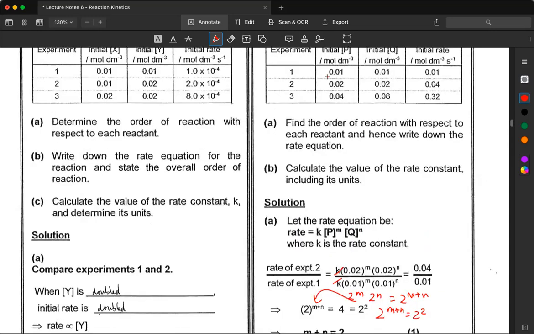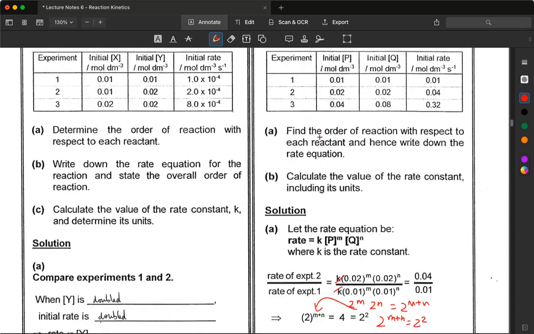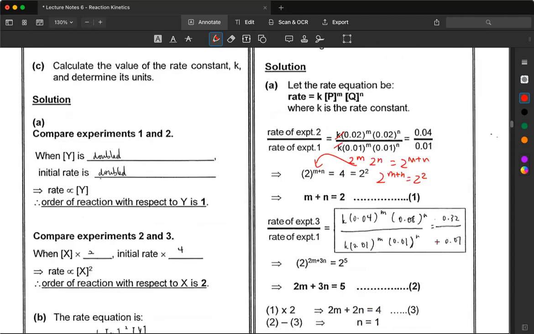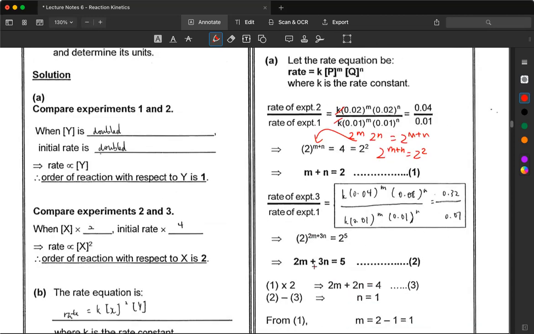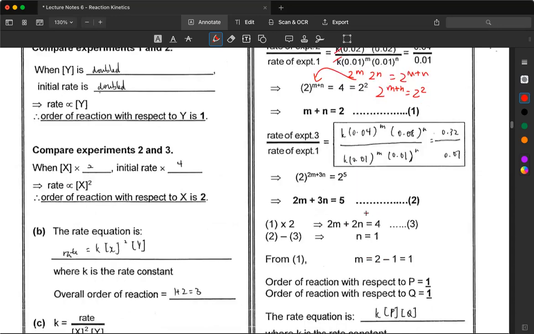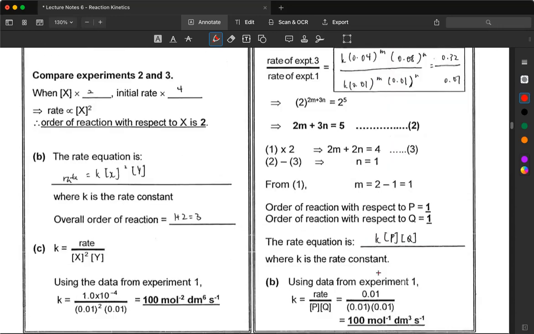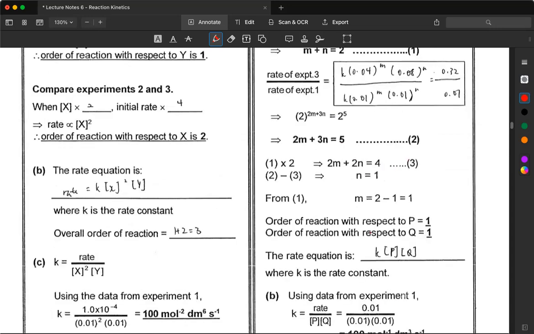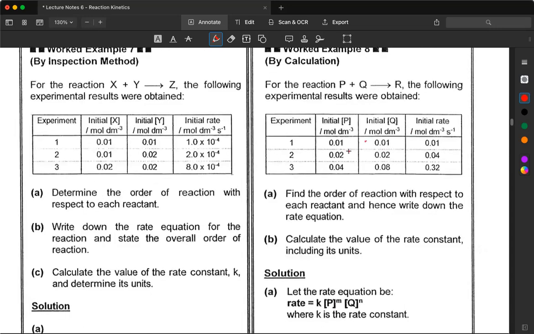Then you take another 2 sets of experiment data, 3 and 1 this time around, to do the same thing, and you form another equation. Then it's a simultaneous equation, and you can solve it accordingly. That's a bit tedious. But you can just use inspection to do this as well, which is actually faster.